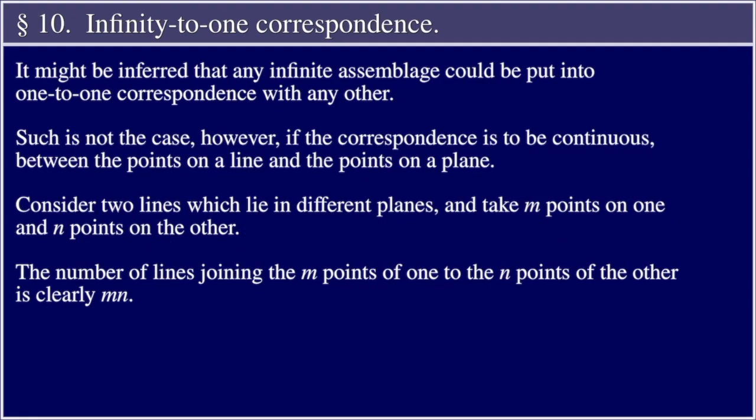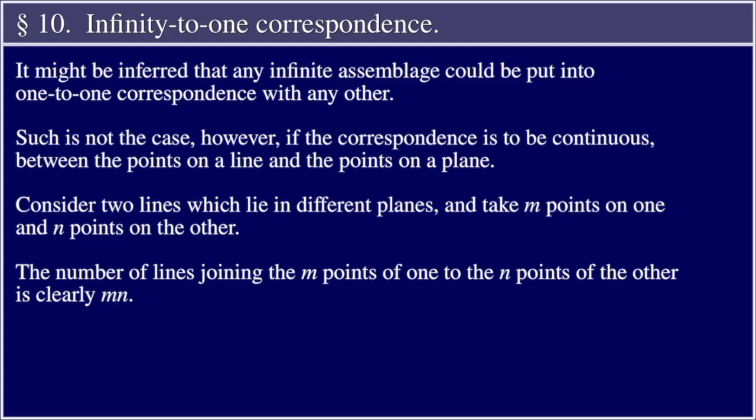Section 10. Infinity to One Correspondence. It might be inferred that any infinite assemblage could be put into one-to-one correspondence with any other. Such is not the case, however, if the correspondence is to be continuous between the points on a line and the points on a plane. Consider two lines which lie in different planes and take m points on one and n points on the other.